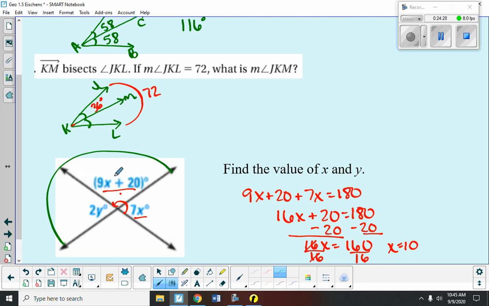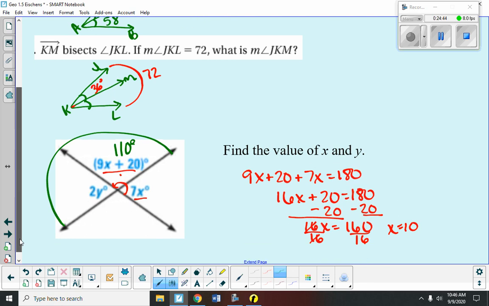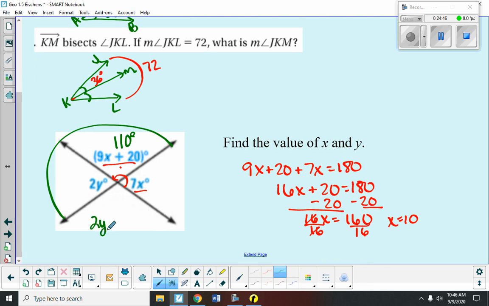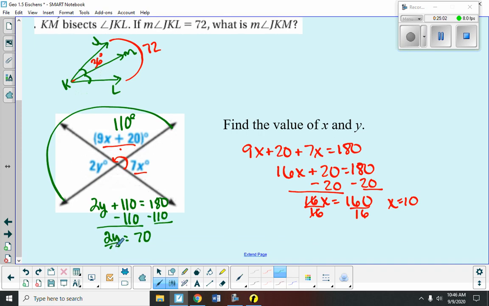So if we substitute 10 in here, 9 times 10 is 90 plus 20. That is 110 degrees. And what do you know about these two angles? Well, these two angles have to equal 180. So we have a couple ways that we can do this. We can make an equation that says 2y plus 110 equals 180 and solve the equation. And then if we divide by 2, y is equal to 35.